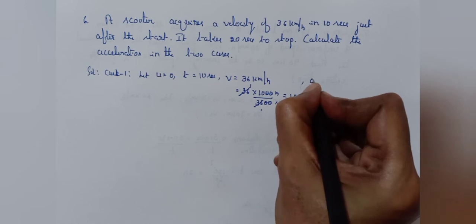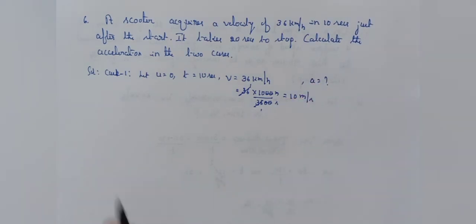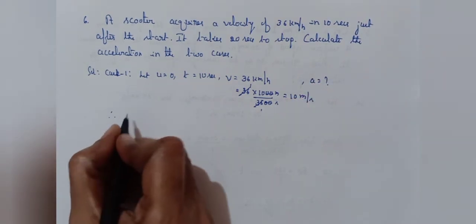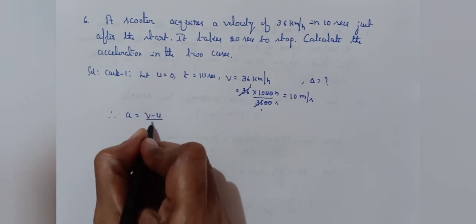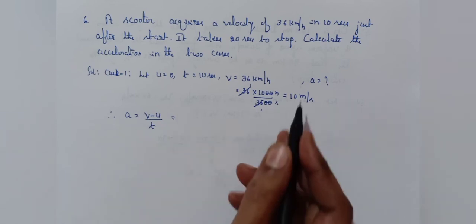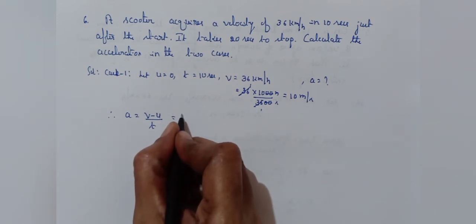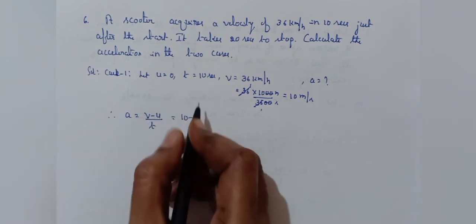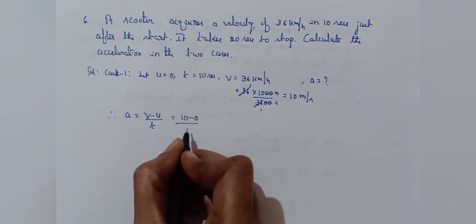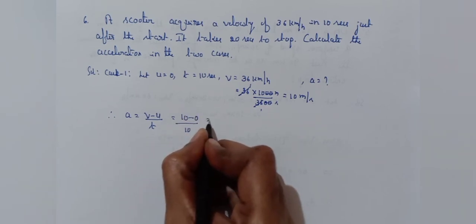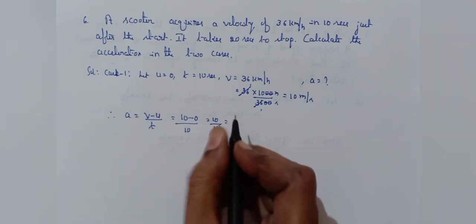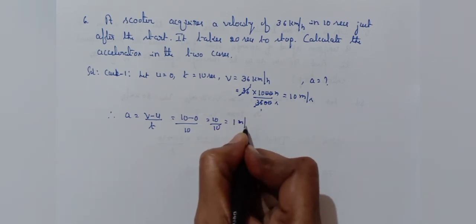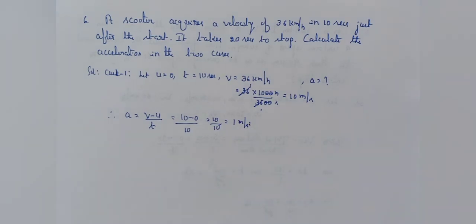And then find out the acceleration. You know the acceleration. Acceleration is equal to v minus u by t. V is 10 meter per second, then initial velocity is 0, and then time taken is also 10 seconds. So 10 by 10, that is 1. The unit of acceleration is meter per second square. So the acceleration is 1 meter per second square.